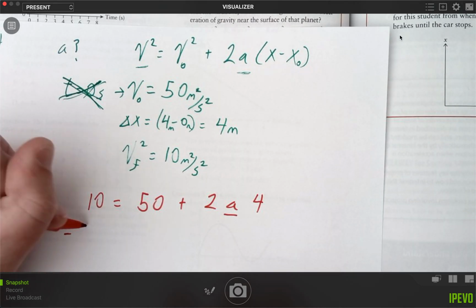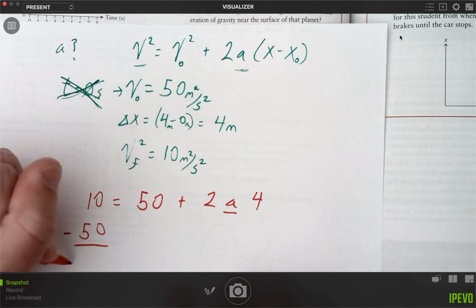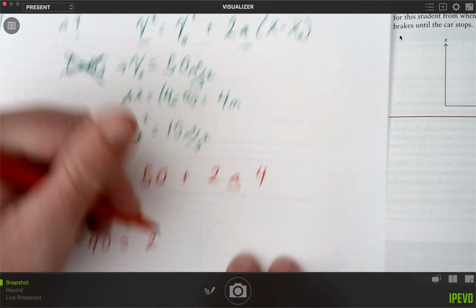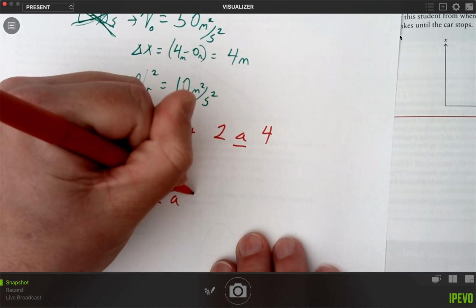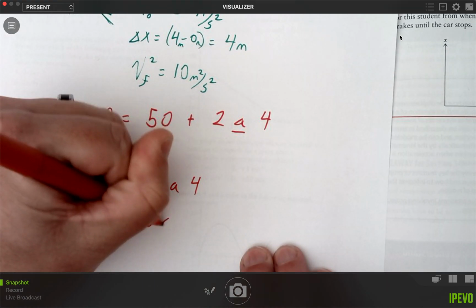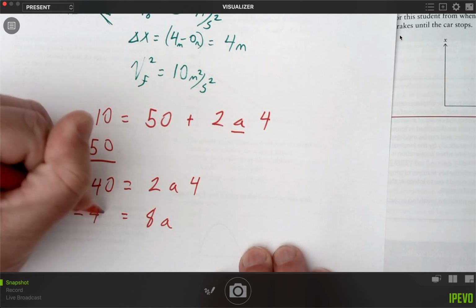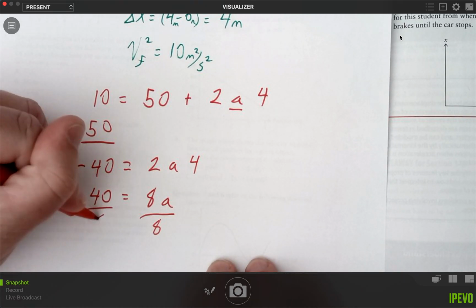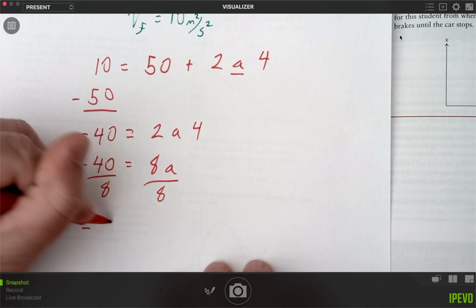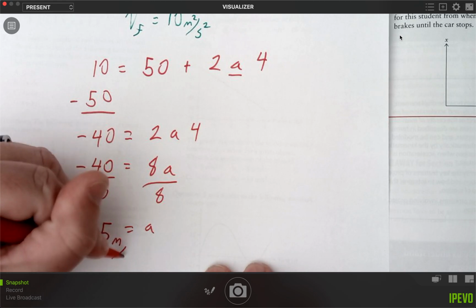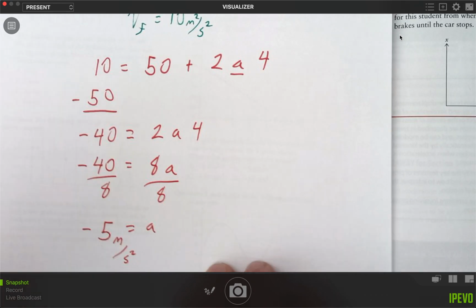So I'm going to subtract this 50 on the other side. I get negative 40 equals 2a times 4. Well, 2 times 4 is 8, so 8a is equal to negative 40. Now I'm going to divide by 8 on both sides. So I get negative 5 is equal to my a. And then my units are meters per second squared.